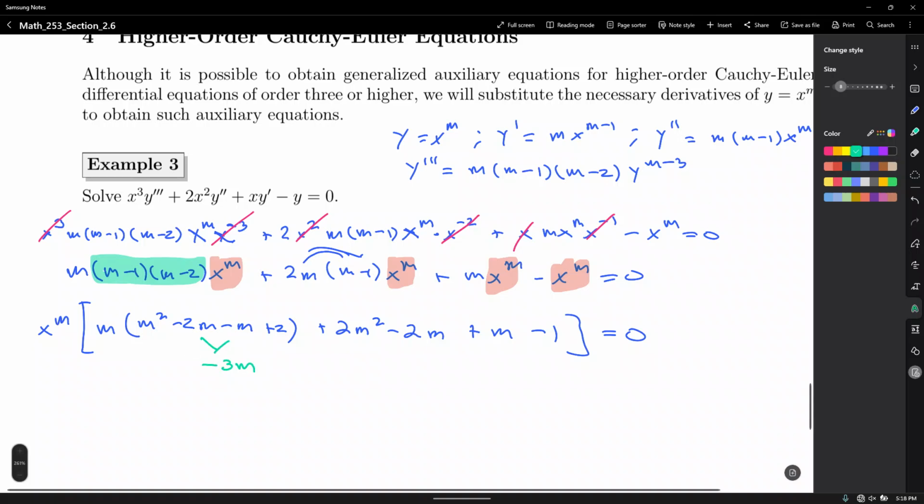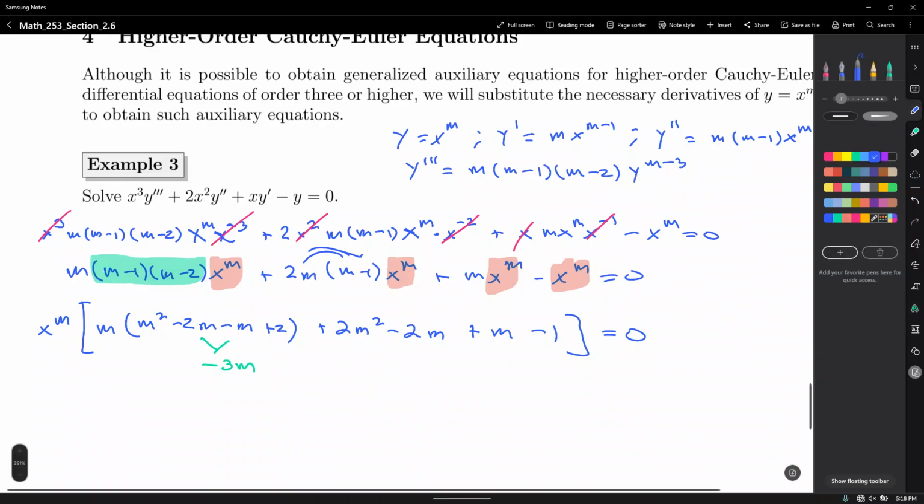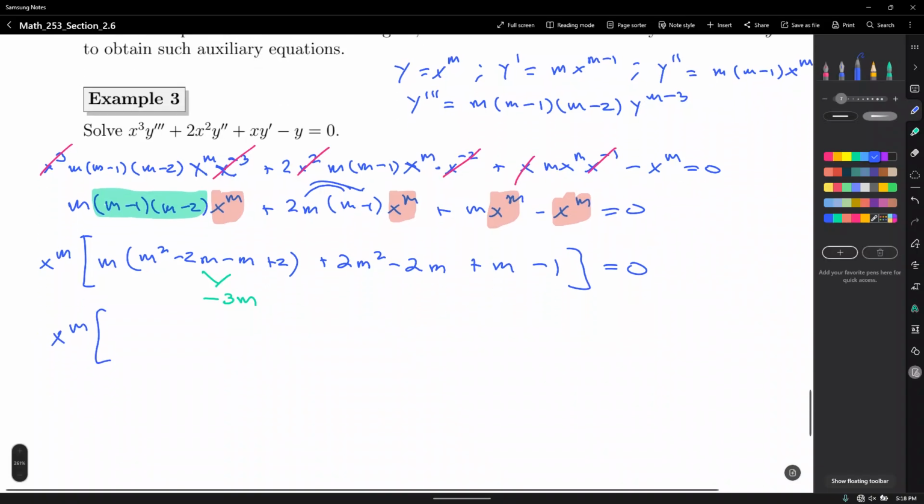So these guys right here add up to negative 3m. So I'm going to distribute. So x to the m, okay? I'm going to distribute m times m squared, is that m cubed? And m times negative 3m minus 3m squared, m times 2 plus 2m plus 2m squared minus, oh, actually, I can combine minus 2m plus m, is that minus m? And then minus 1. And let that be equal to 0.